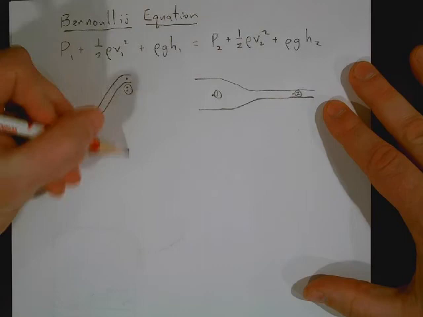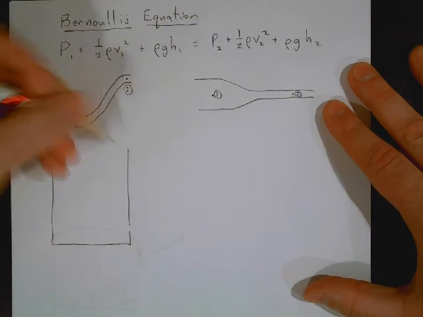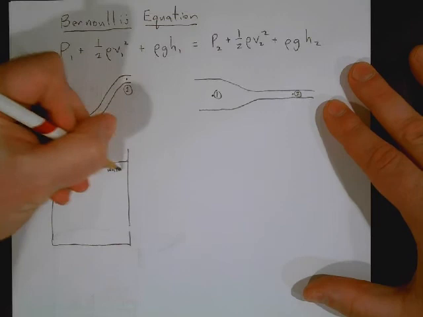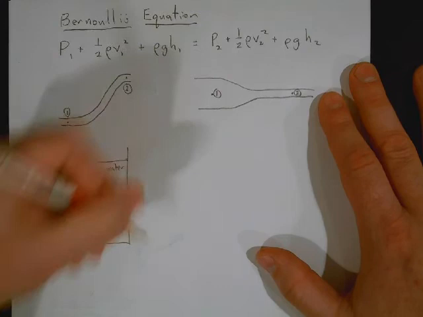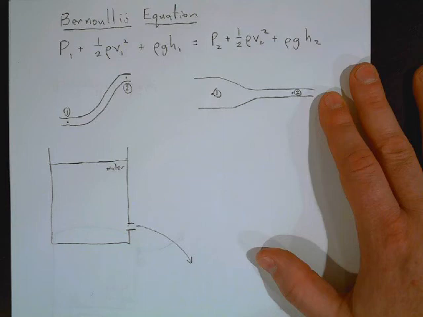large vat of water. So here is my large vat of water. So we'll say this is water. But it doesn't have to be water. It could be really any liquid. And there's a small opening at the bottom, okay? So there's my small opening. So the water is going to come shooting out of it like this.